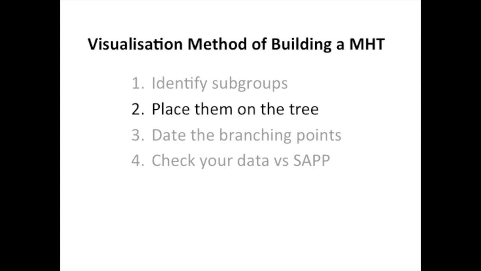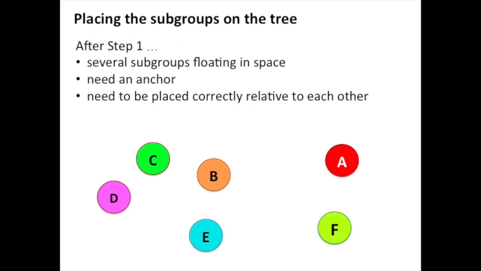But once you have identified subgroups, the next step is to place them on the tree. There will be several subgroups. You don't know how they are related to each other. You know, which comes first, are some of them more closely related to each other, which are the most distantly related? You don't know. You need an anchor to start the whole process of placing them on the haplotree, on the tree of mankind. And they also need to be placed correctly relative to each other. So this is where the tree building comes into play.